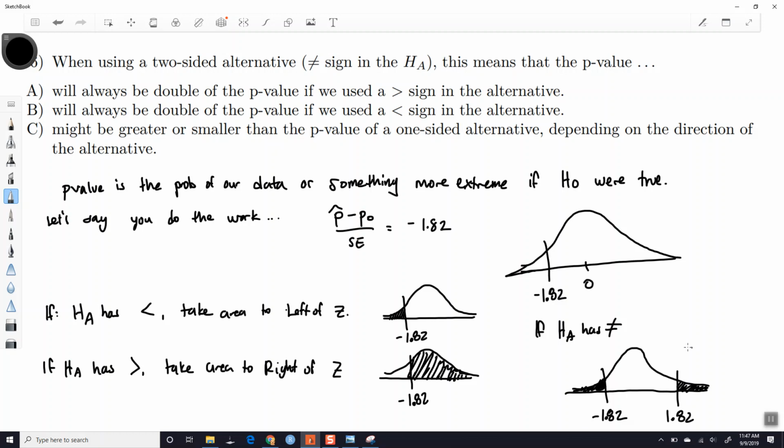So the answer ends up being C. It might be greater or it might be smaller than the p-value of a one-sided alternative, depending on the alternative, okay? So this area is going to be double this, but probably less than this, okay? So this picture is double this one, but might be less than this one, okay? Might not be double that, okay?